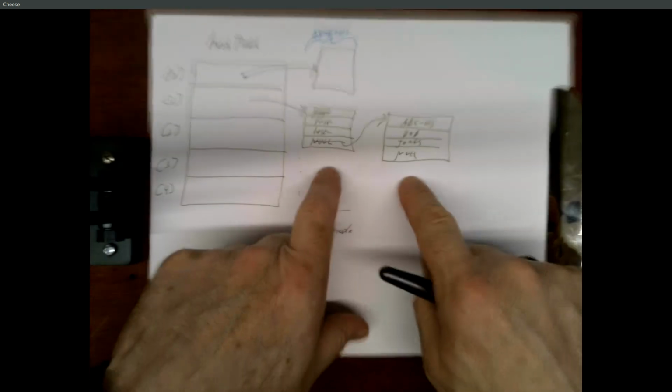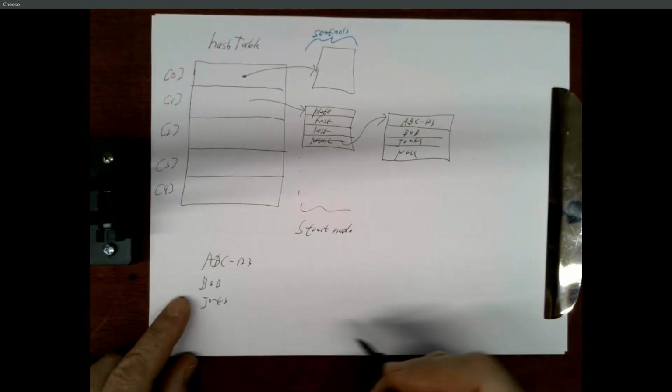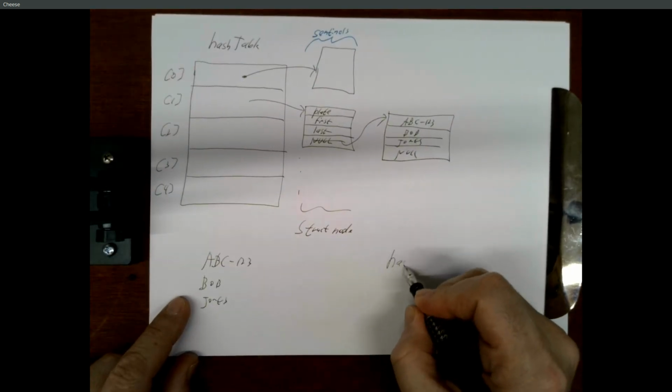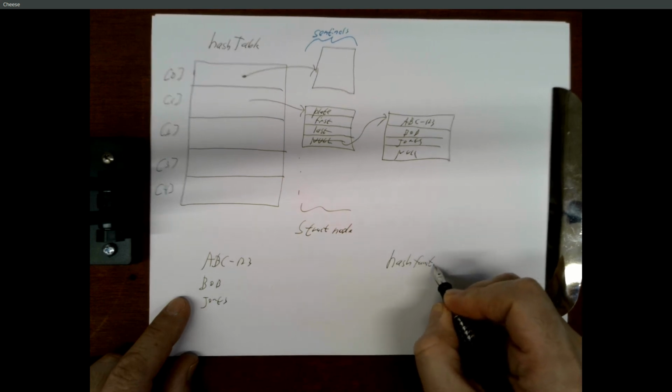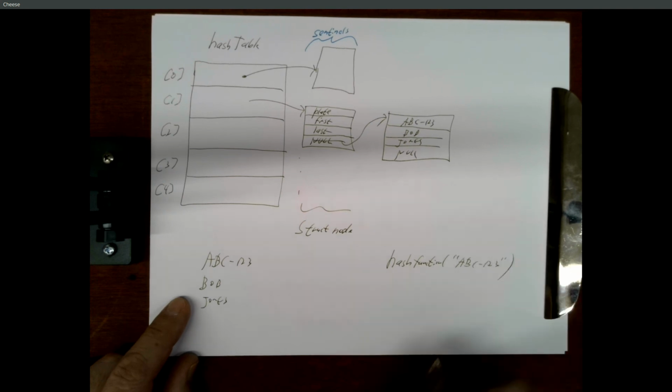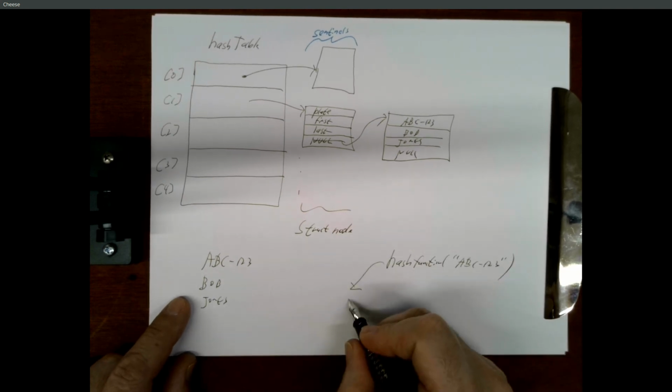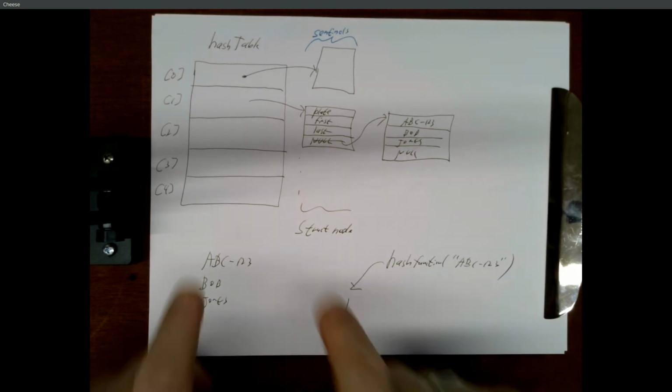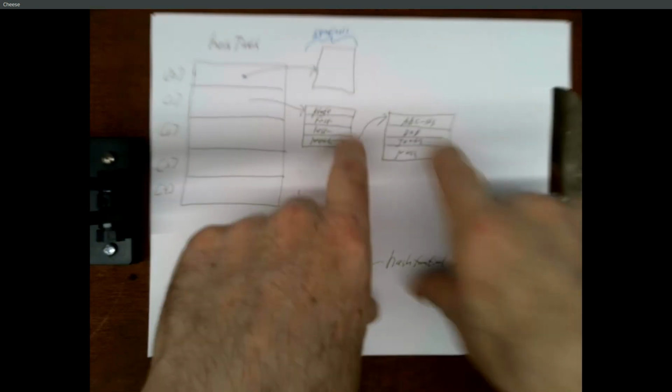How did we know it goes in this list instead of this list? Well, when we first got ABC 1, 2, 3, we called our hash function with the license plate. And suppose that returns a 1. Well, then we start with the sentinel that's stored at location 1, we add to that list.